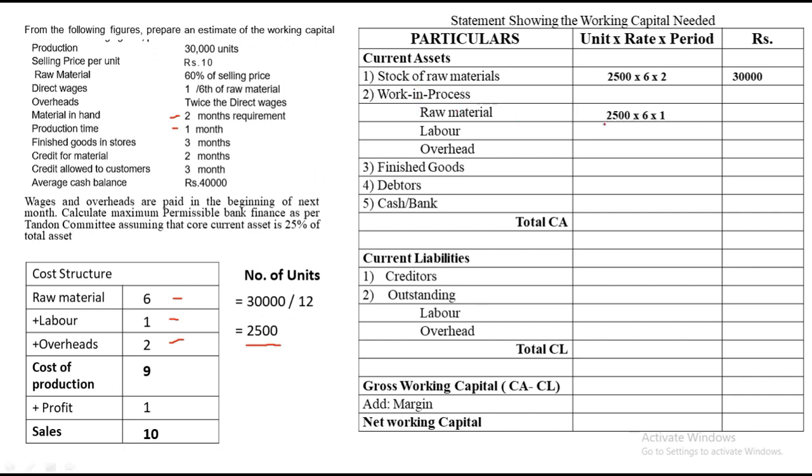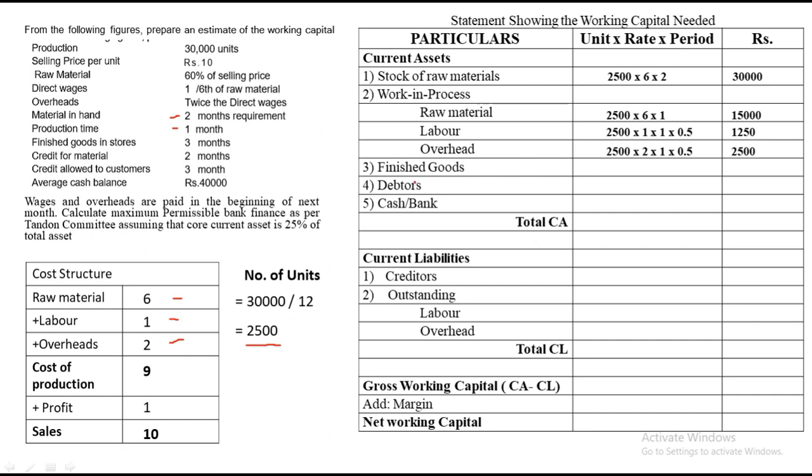So raw material 2,500 into 6 into 1. Labor will be 2,500 into 1. The value is 15,000. For labor, 2,500 into 1 into the period 1, and whatever answer you'll get, we'll have to take half of that. So I'll take it as 0.5. The value will come up to 1,250. For overheads, again, number of units is 2,500, the rate is 2, period is 1, and we always have to take the half of that. So the value comes to 5,000.